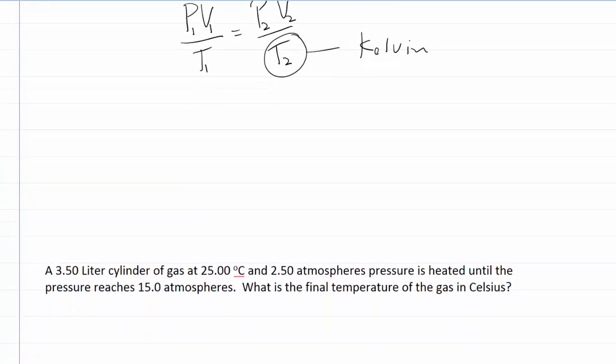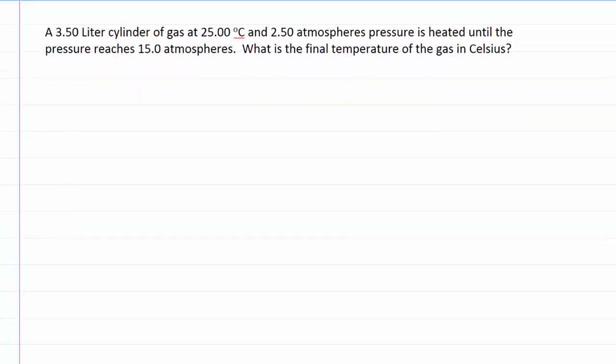All right. So here's an example problem. A 3.5 liter cylinder, 25 degrees C, 2.5 atmospheres. And we heat it up until the pressure reaches 15 atmospheres. What is then the final temperature? Temperature in Celsius.